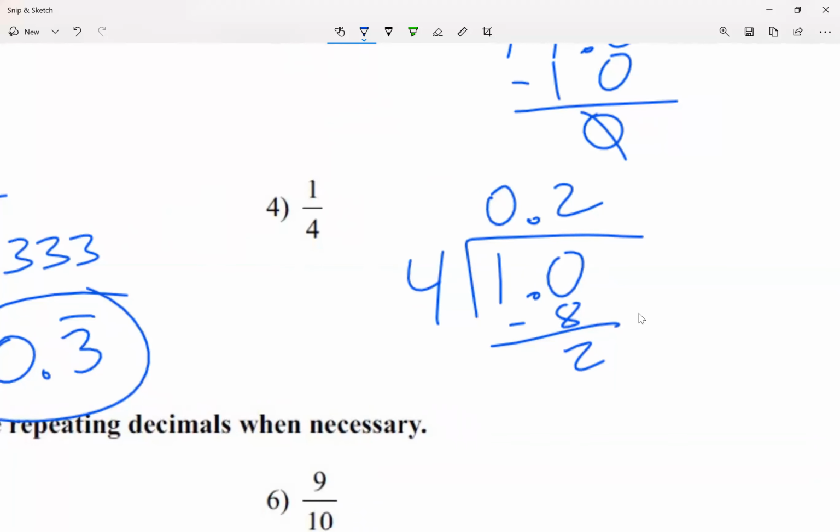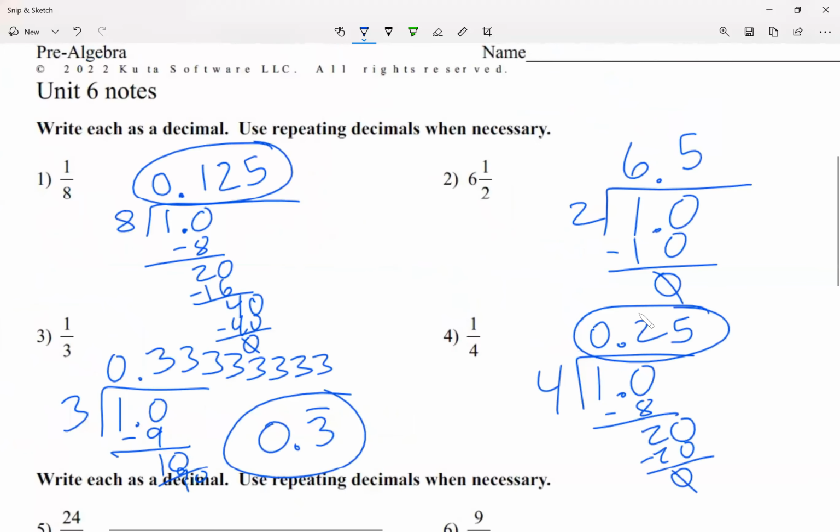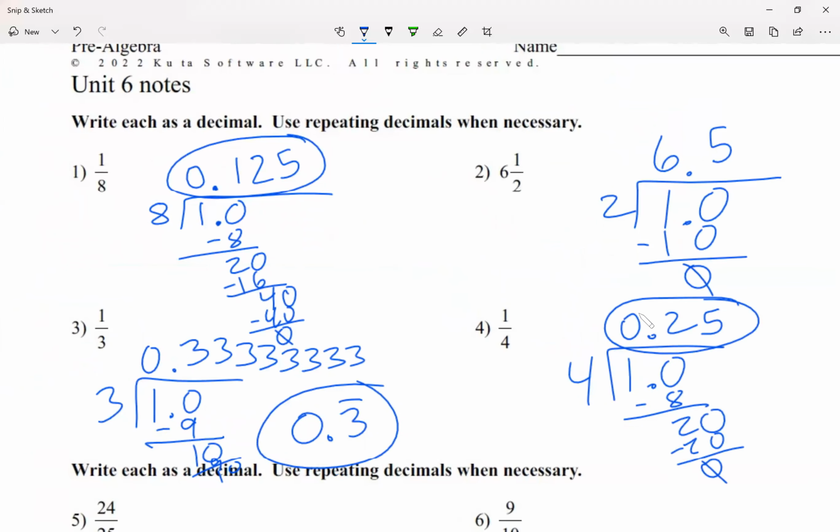All right, let me bring an extra 0. How many times does 4 go into 20? I'm going to say 5 times, because 5 times 4 is 20. When I subtract that, I get nothing. So there's my answer, 0.25. So given a fraction, we can write it as a decimal using division.